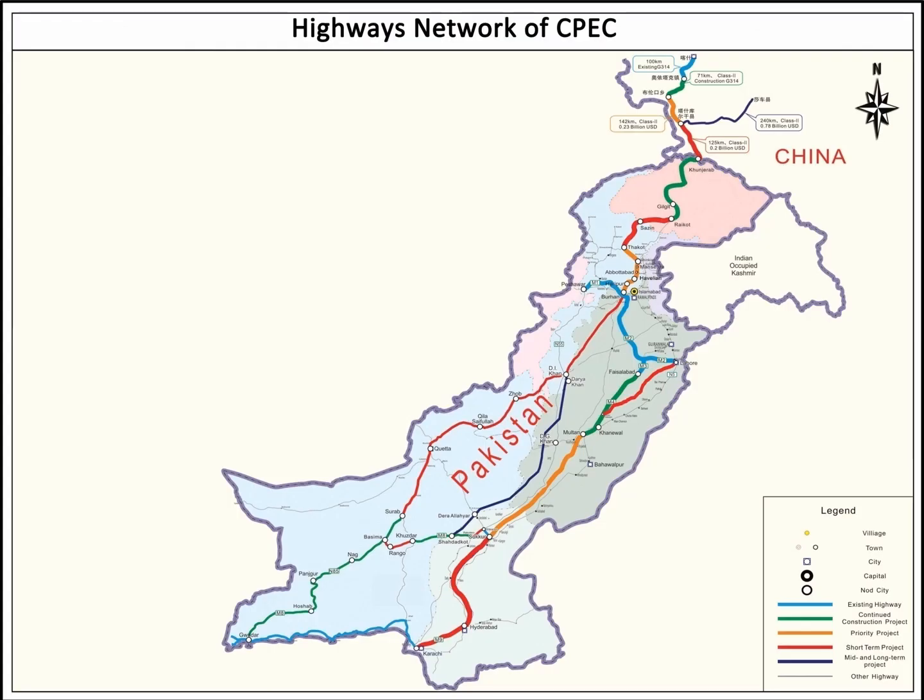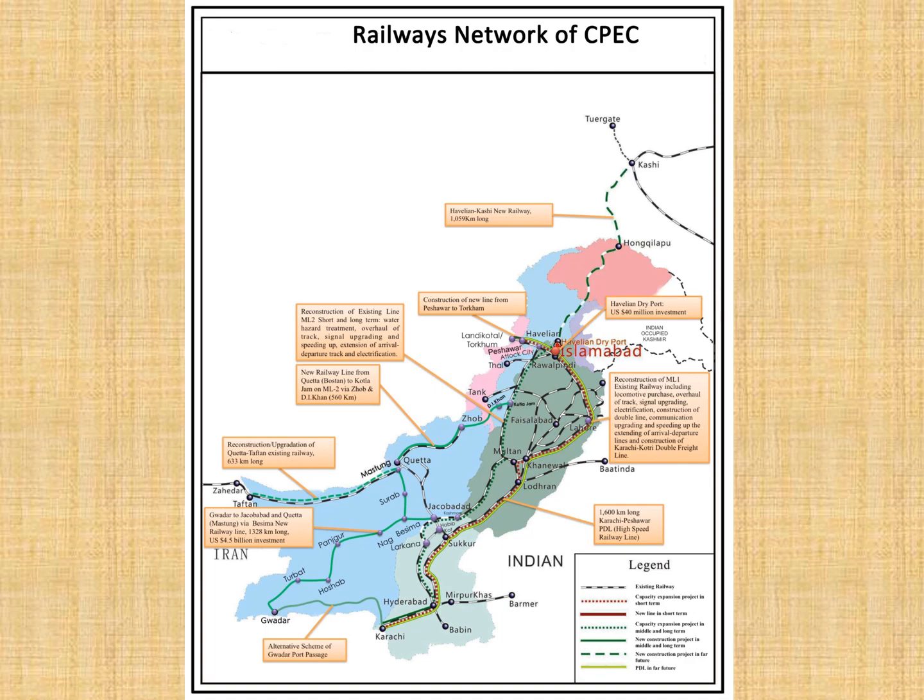Well, on this slide you can see the highway network of CPEC, and the roads are mentioned which are to be constructed. Some of them have already been constructed and some are to be constructed in the future, highlighted in this map. And at the end you can see a map showing the railway network of CPEC. So here you can see the different routes of railway tracks which are to be constructed under CPEC.